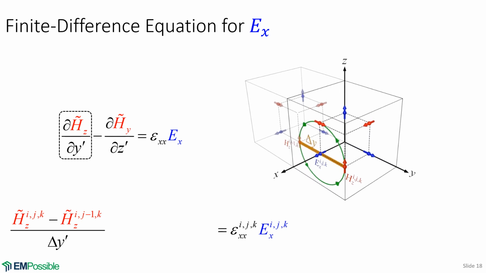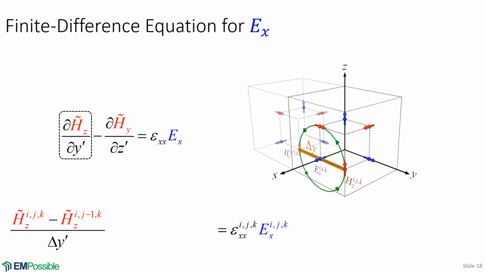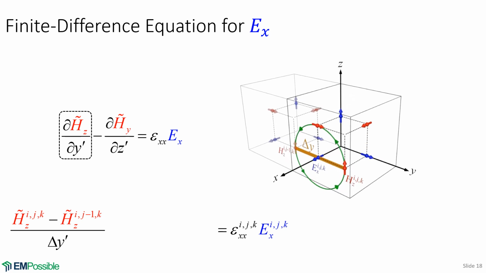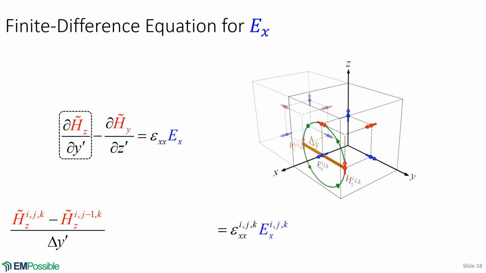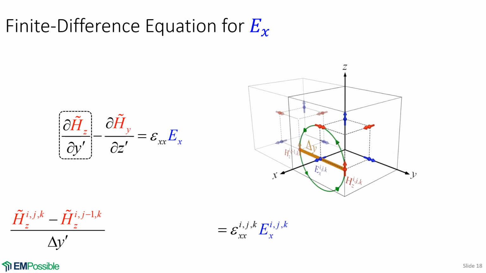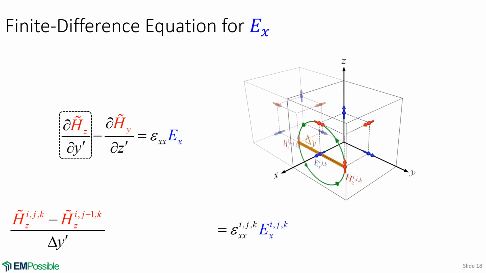Now this is in contrast to the previous set of three equations where it was always electric field from the next cell minus electric field from the same cell. This has changed. Now it's magnetic field from the same cell minus magnetic field from the previous cell, and it changed due to the staggering on the grid.